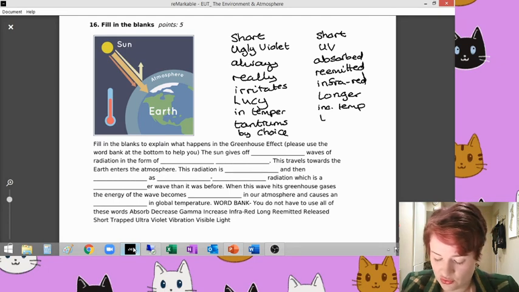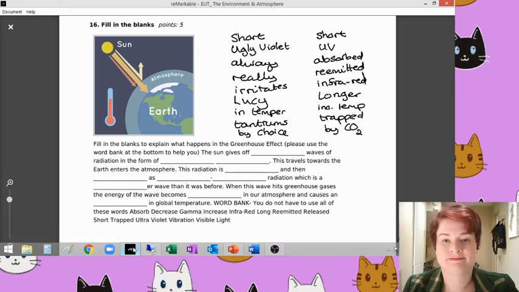Because it is trapped by CO2. Okay, I don't know how much easier that made it to remember, but that was kind of a silly way to help you remember it, hopefully. So: short, UV, absorbed, re-emitted. Infrared is a longer wave than the UV is, which increases the temperature because the infrared is trapped by CO2.